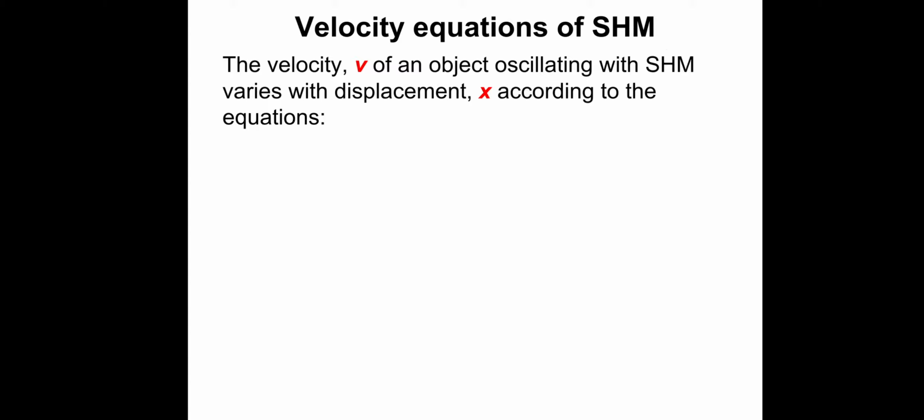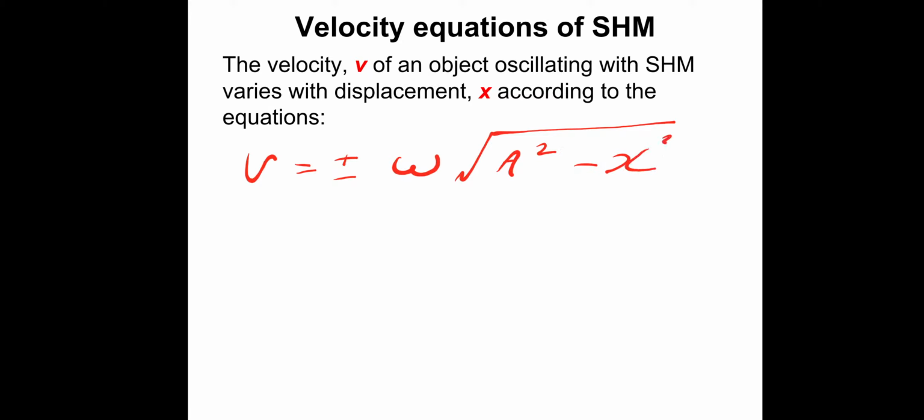So the velocity v of an object oscillating with simple harmonic motion varies with displacement according to these equations. The first one: velocity is equal to plus or minus omega times the square root of amplitude squared minus displacement squared. The plus or minus just indicates which direction it is moving, either right or left, or up or down. And obviously omega is 2 pi f, and omega is 2 pi over T as well. We should know this by now.